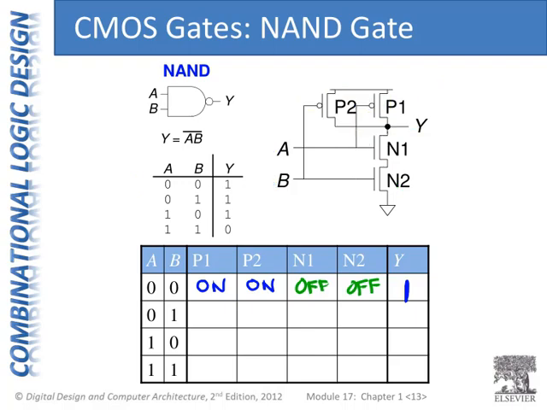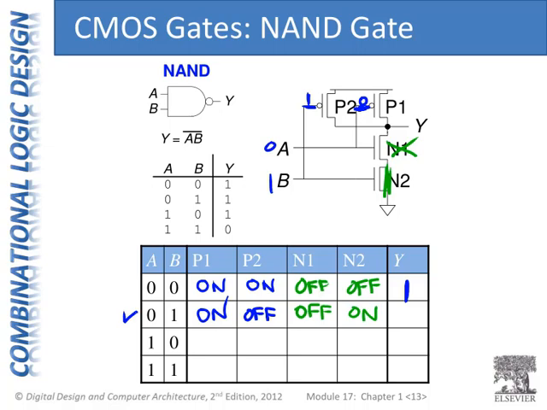Now we can look at the next case where A is 0 and B is 1. So A is 0 on the P1 gate and B is 1. Well, P1 is on. Remember, PMOS turns on with a 0 on its gate. And P2 is in fact off because it has a 1 on its gate. The NMOS transistors, well, N1 is off because it has a 0 on its gate. And N2 is on because it has a 1 on its gate.